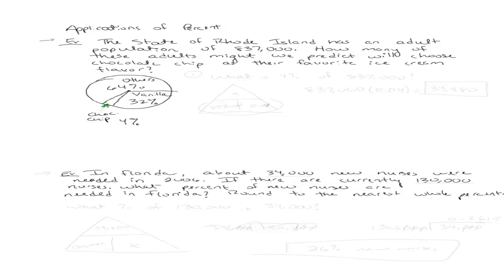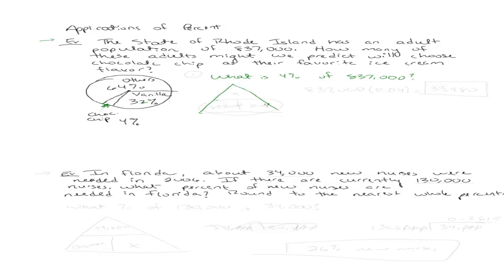an is-of-percent sentence. So what I really want to know, and this is how I do these problems, I convert them: what is 4% of 837,000 people? Because if I figure this out, I know what number of people will like chocolate chip ice cream. 4% of the 837,000 people like chocolate chip. I want to know what that number is.